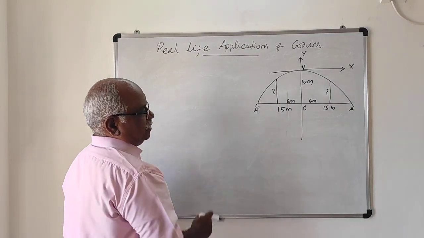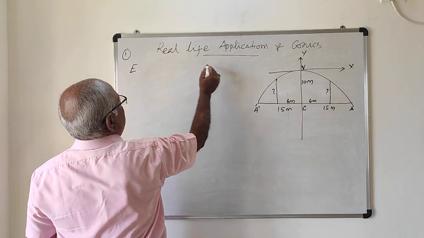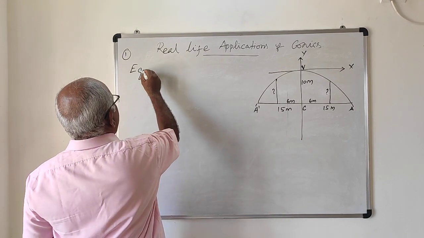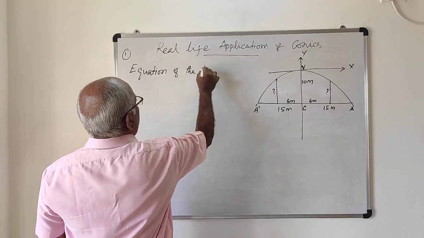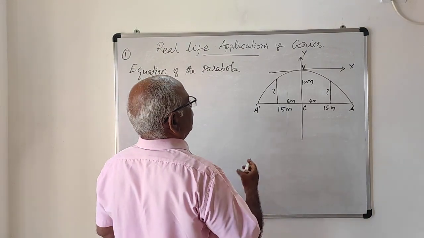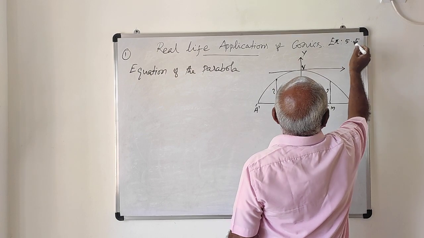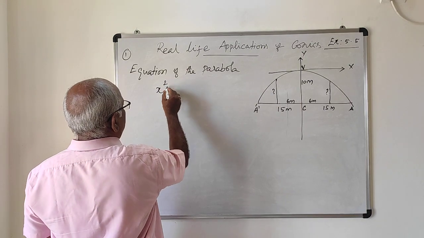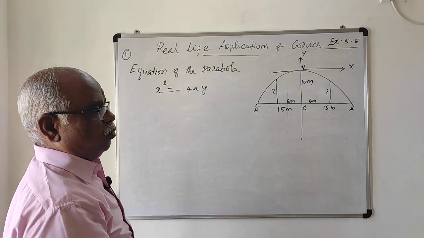The parabola is open downward. Therefore, the equation of the parabola is of the form... This is the first problem in exercise 5.5. Since it is open downward, the equation of the parabola is x square equal to minus 4ay. You know this is the equation of the parabola because it is open downward.